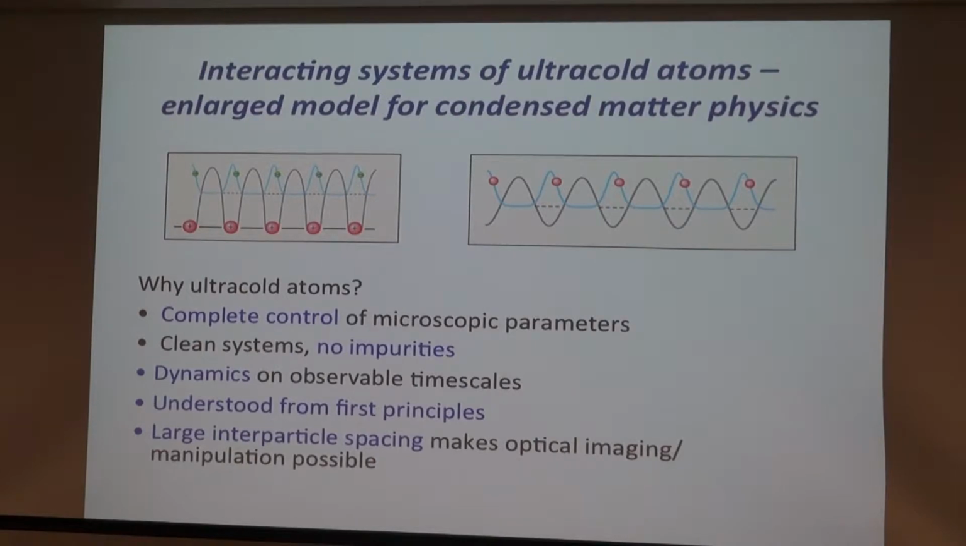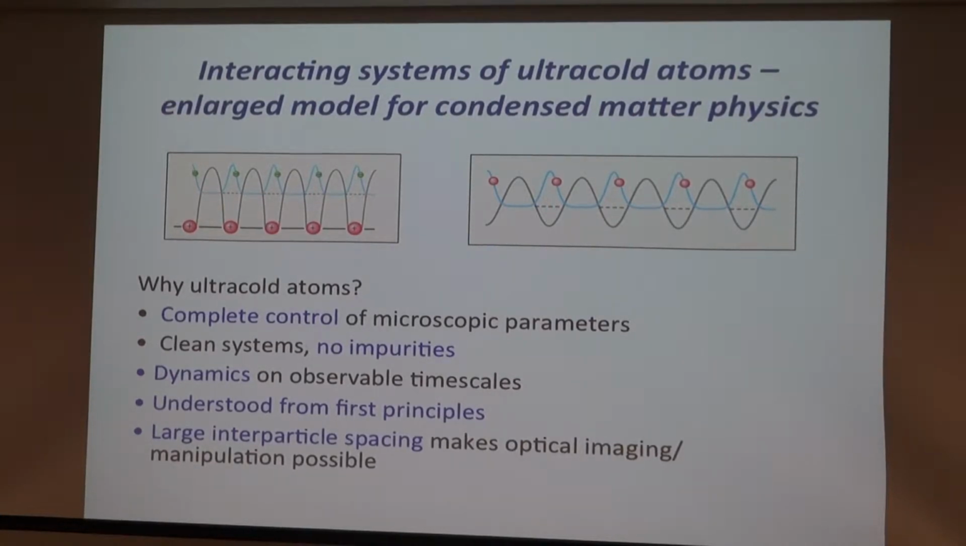We can realize very clean systems with no impurities in them. And we have complete control over the microscopic parameters, things like, say, the tunneling between nearest neighbor sites or the interactions on a site. We can control all these things in the lab. And when we write down the Hamiltonian for these systems, we really know the microscopics of the Hamiltonian. So we know that the Hamiltonian we are writing is correct, as opposed to in the condensed matter case where it's probably an approximation of what's going on.